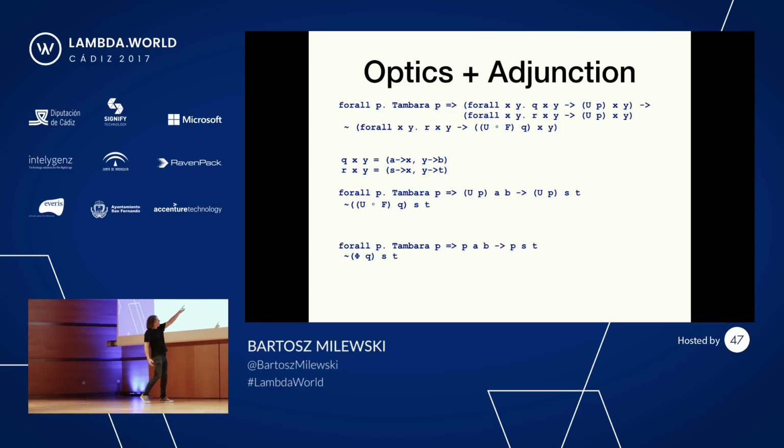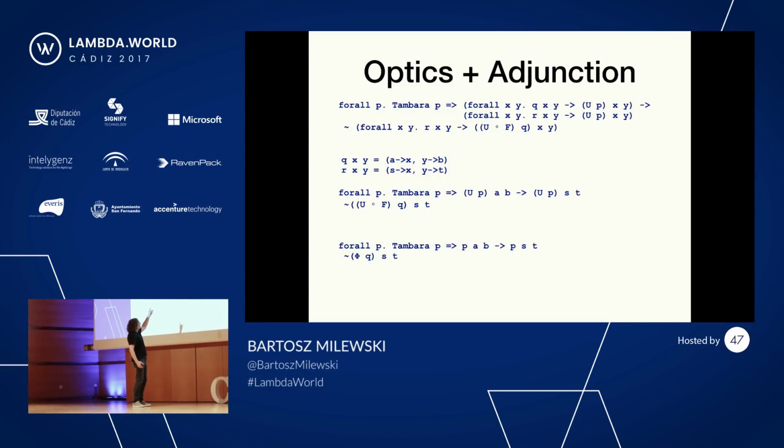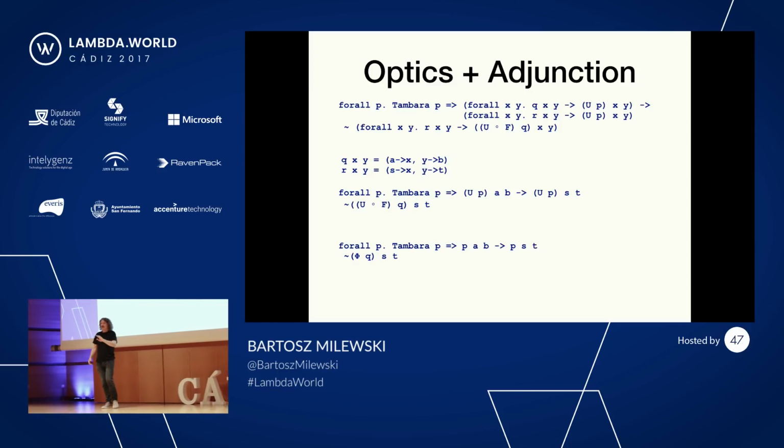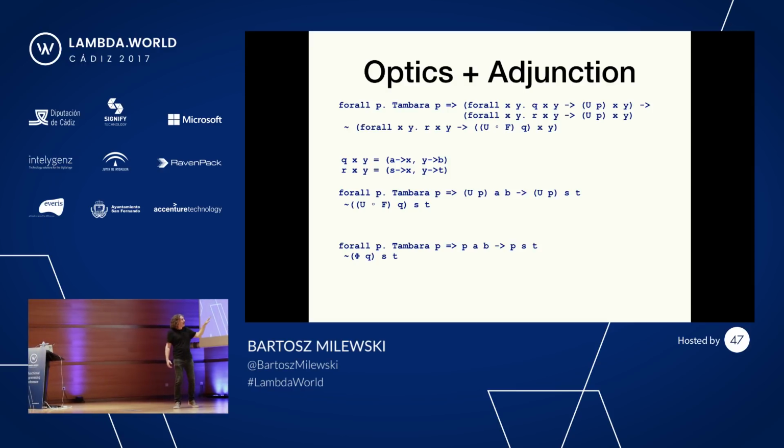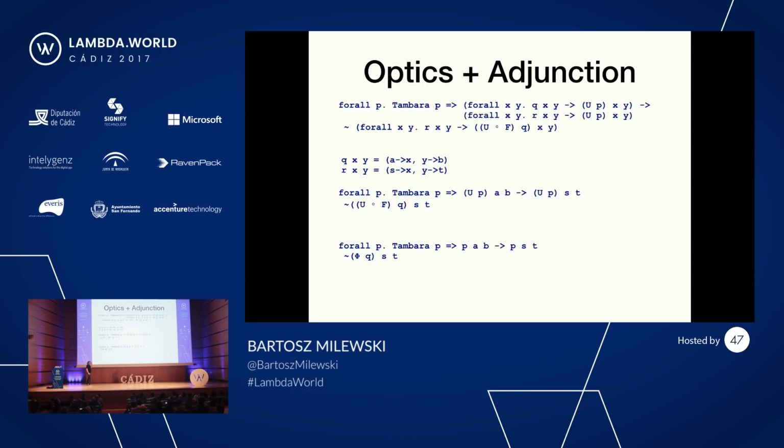So I have suddenly, for all P, Tambara P, PAB to PST. So this is exactly what I wanted. This is my profunctor optic that combines lens and prism. Now let me look at the right-hand side.